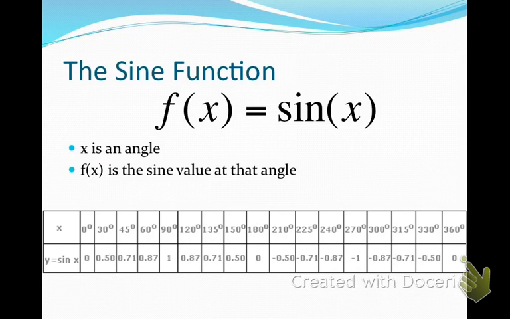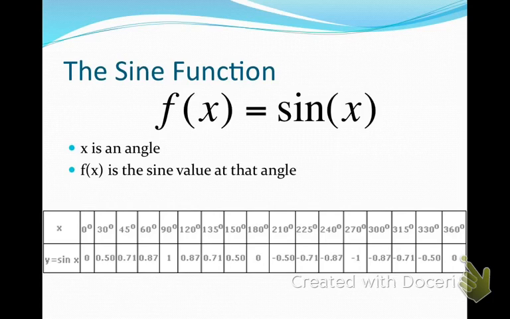Okay, so if we say the sine function, what we're saying is the sine values at given angles. So if x is the angle, and most of the time I'm going to be using radians, but we'll look at degrees down here, then f of x is the sine value at that angle. So you'll see all of our special angles down here with their sine values underneath.